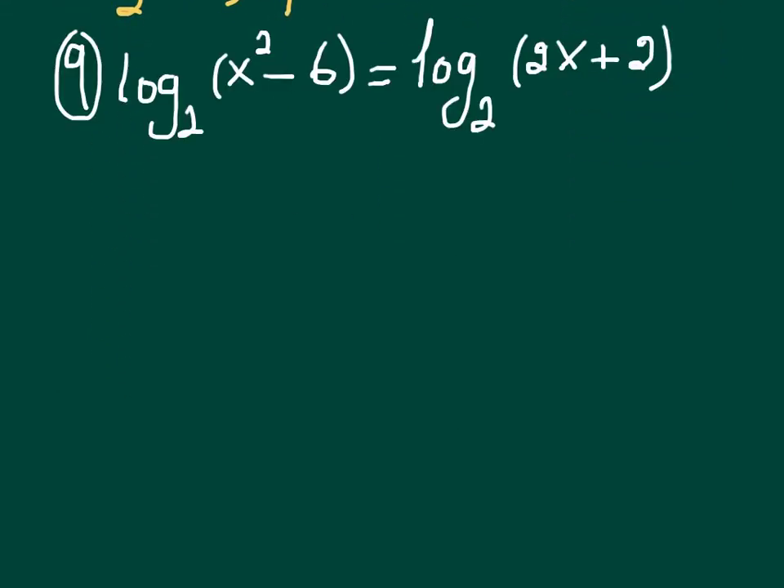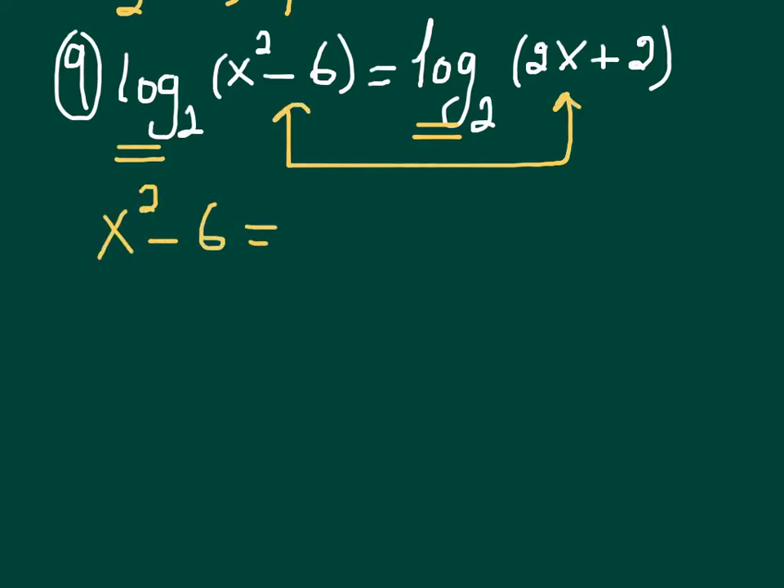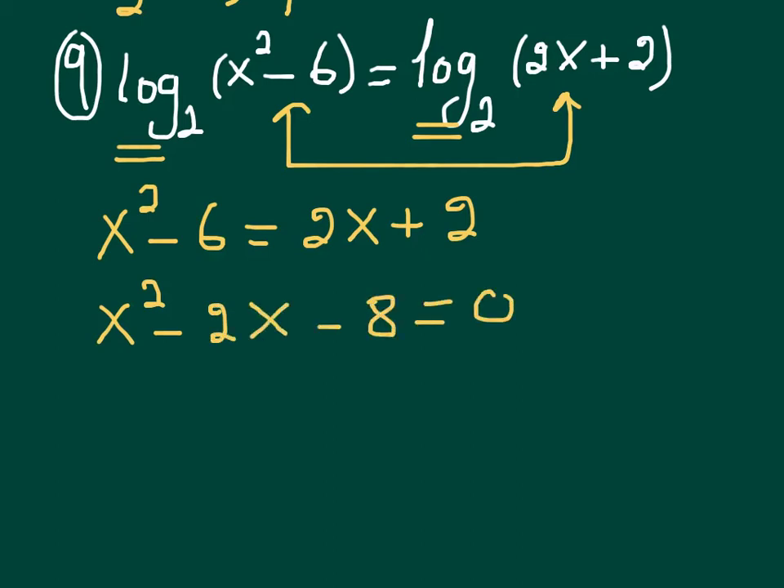Part Q. Part Q, just because we have a log base 2 here and a log base 2 here, we can make the values equal to each other. That means x squared minus 6 should equal 2x plus 2. Since it's a quadratic, I need everything on one side equal to 0. So we subtract 2x and we subtract 2 and make it equal to 0. We're going to try to factor it. The product of negative 8, the sum of negative 2 is x minus 4, x plus 2.